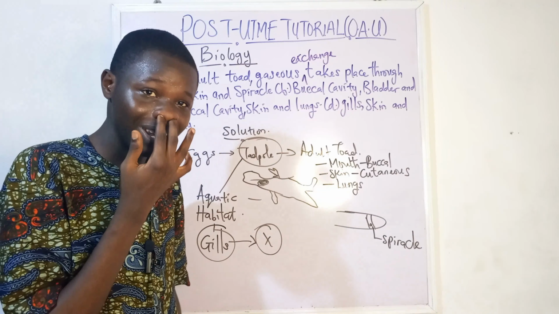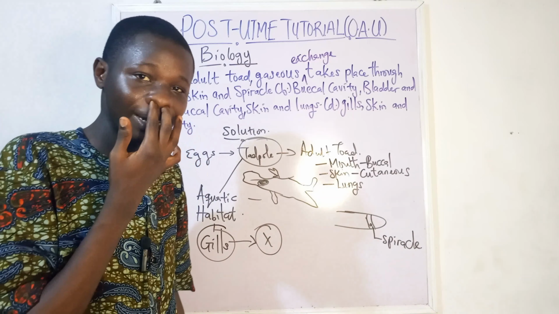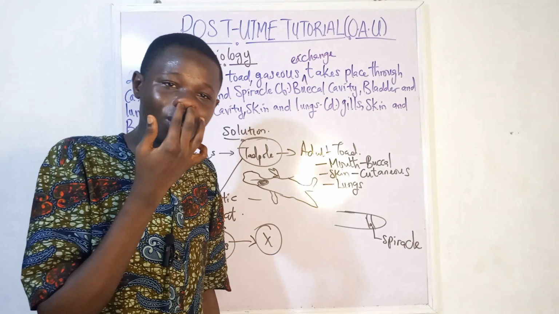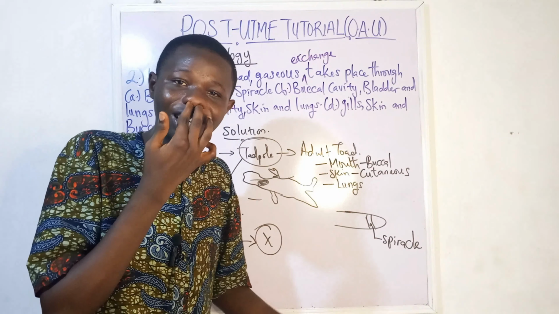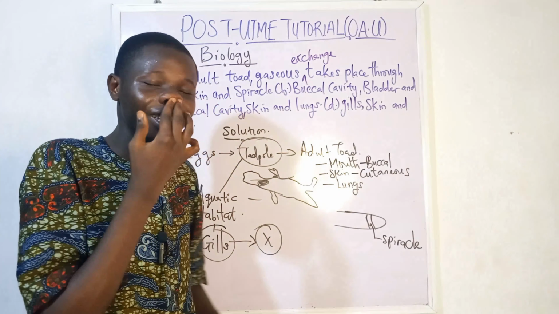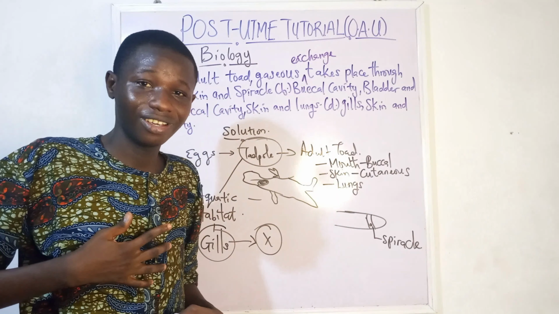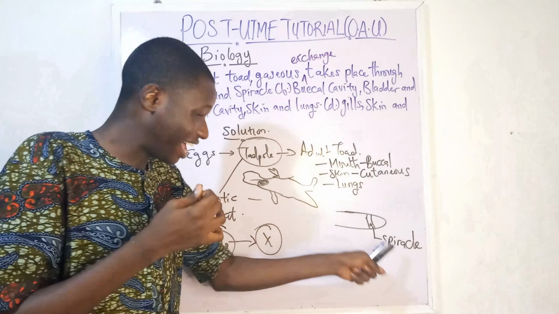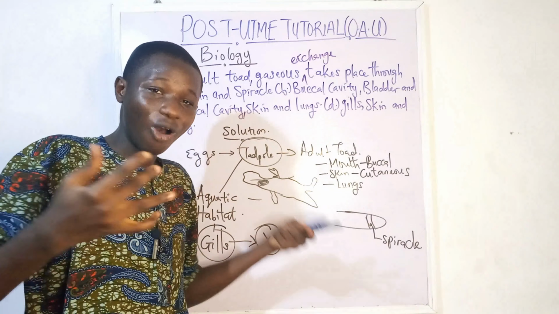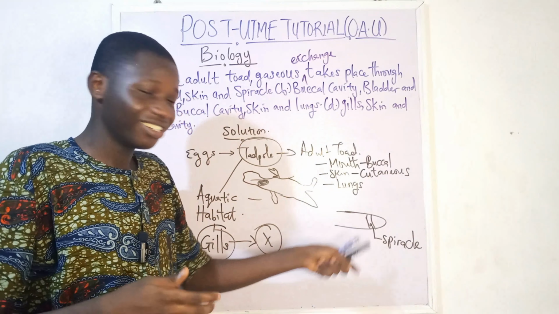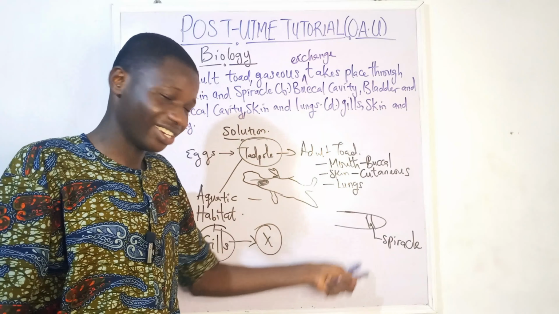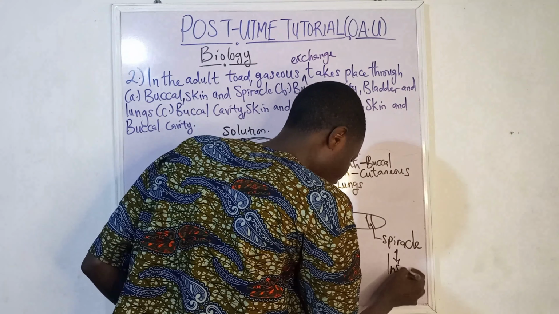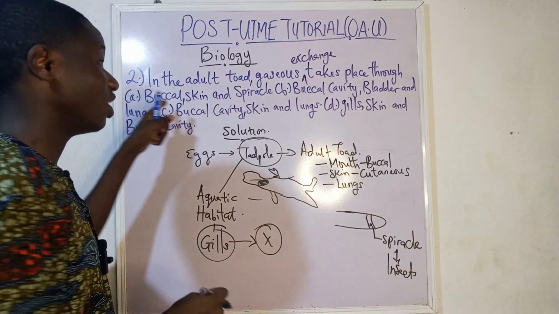It's just like the space in between your nose. I cannot say this is where gaseous exchange takes place. If they ask me for human beings, where does gaseous exchange take place, I will say lungs, because this is just an opening. So the same thing with insects too. They have an opening that allows the passage of oxygen and removal of carbon dioxide. So spiracle is in insects, so it's not applicable. Because of that, option A is wrong.